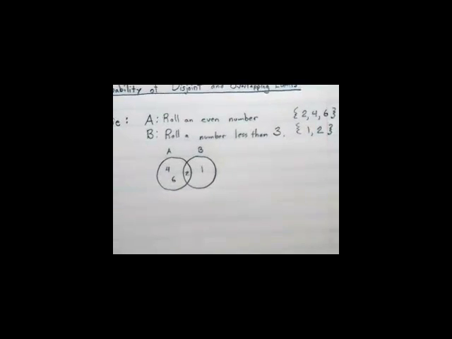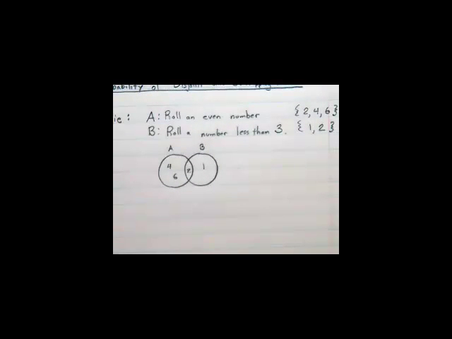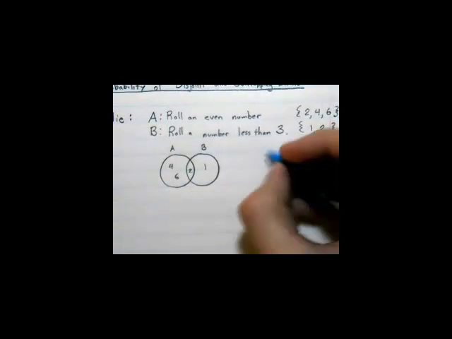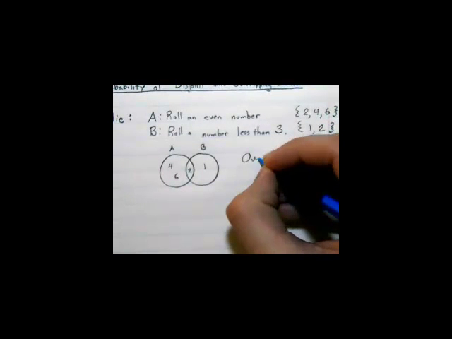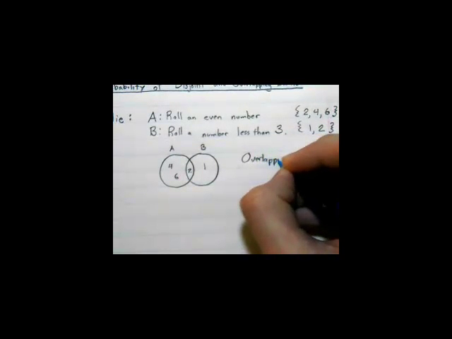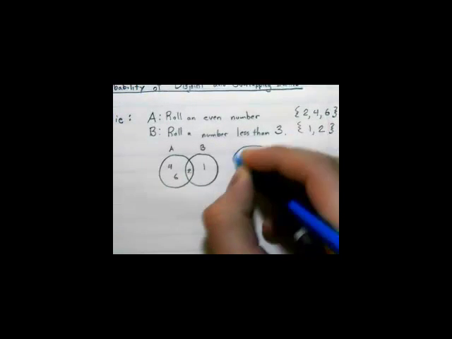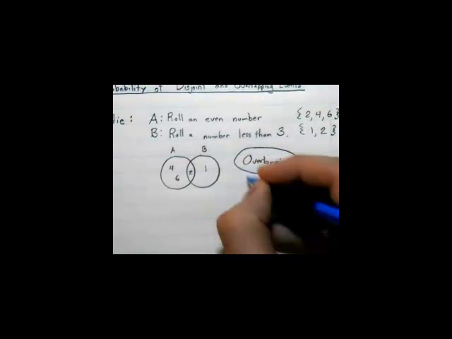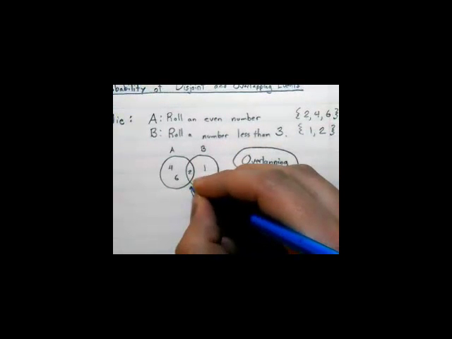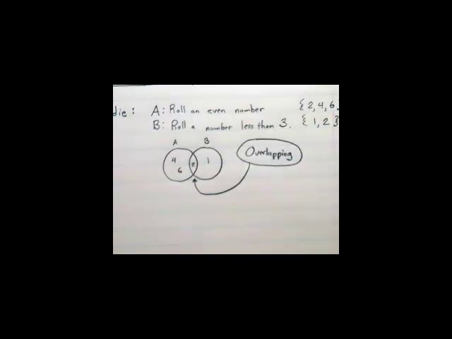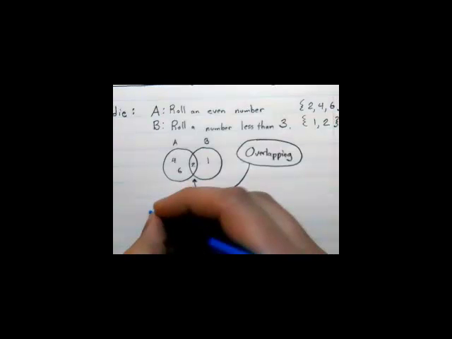So, okay, we'll do another rolling example just because it's not numbers that we have to write down. We should probably write on here that this is overlapping. And the key here is it does have that little spot where they both have a number that fits both. So let's do this again.